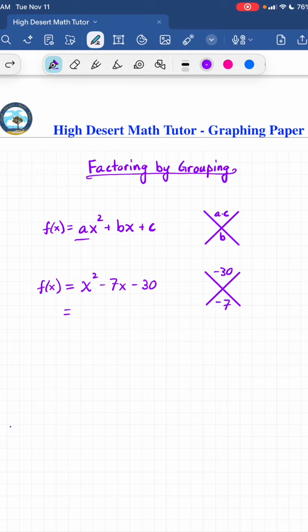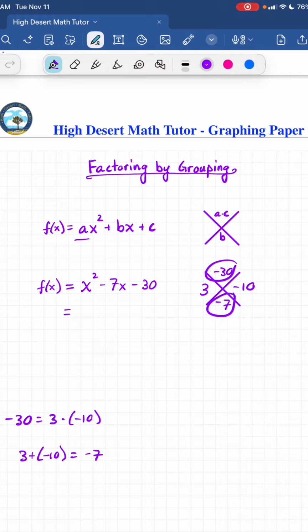Well, negative 30 is the same as 3 times negative 10. Now, 3 plus negative 10 is negative 7. So, it turns out we need a 3 and a negative 10 to multiply up to negative 30 and to add up to negative 7.